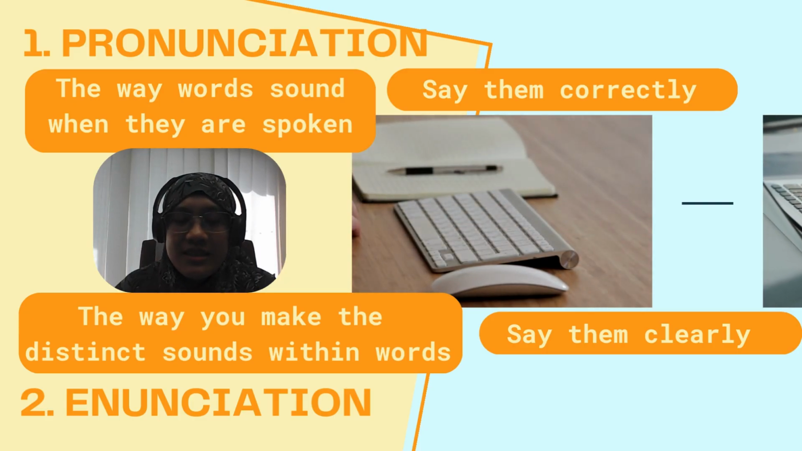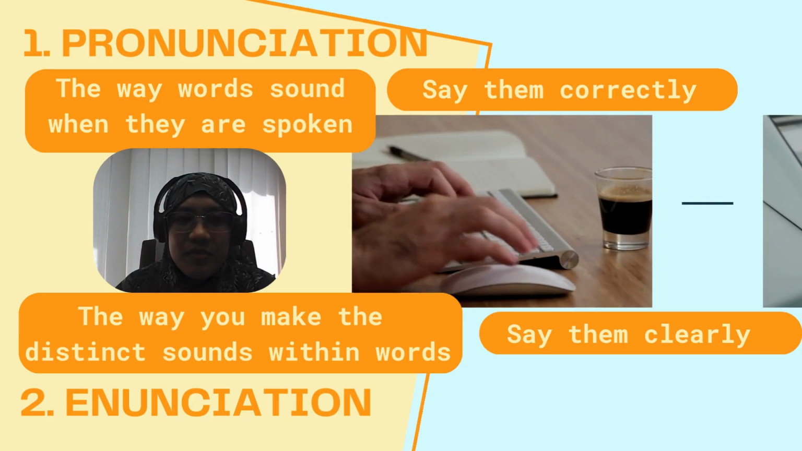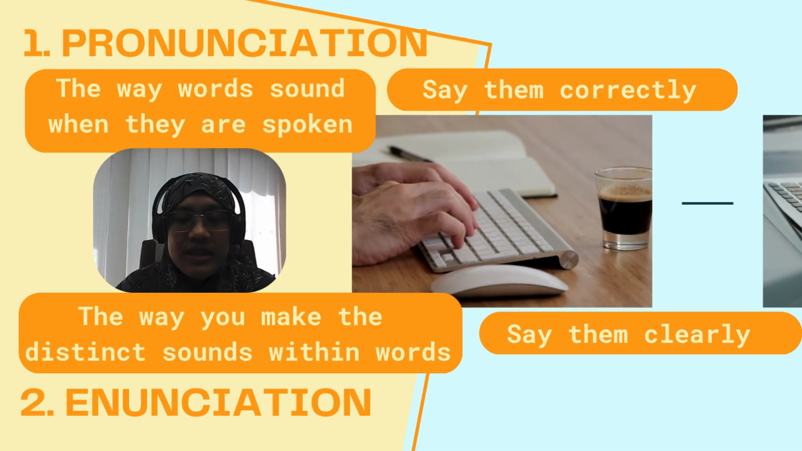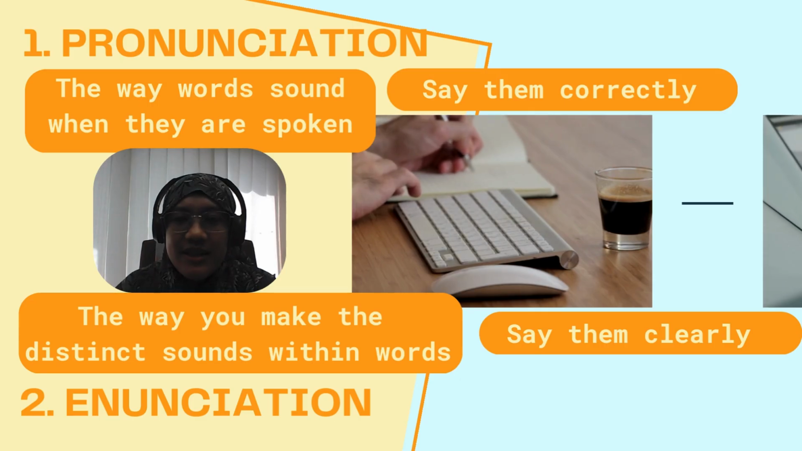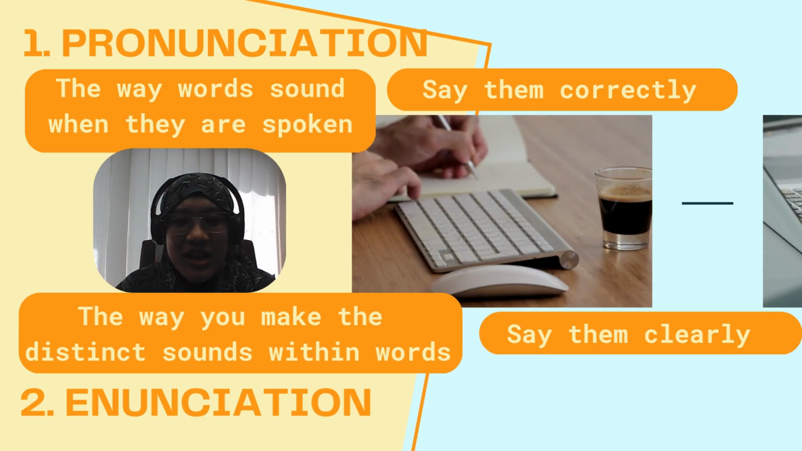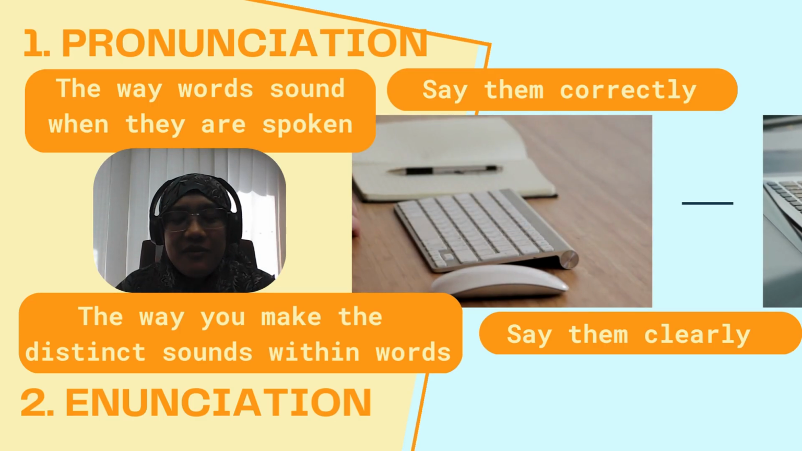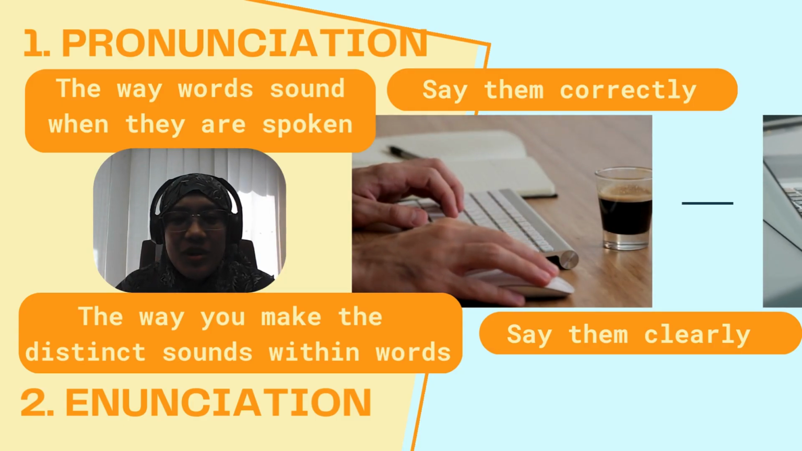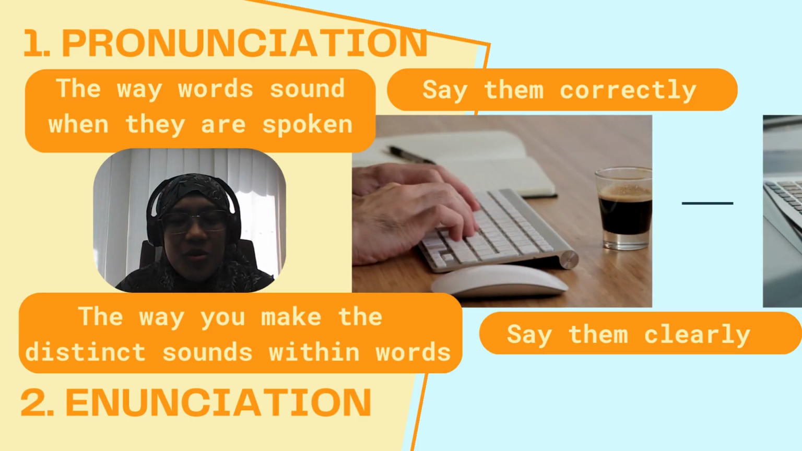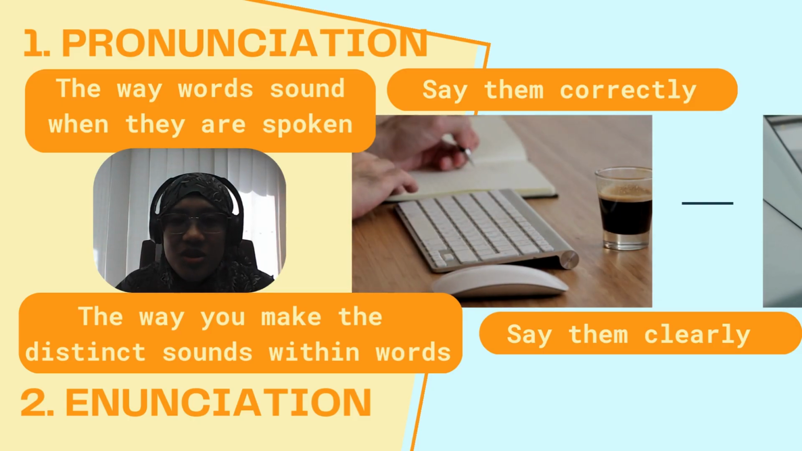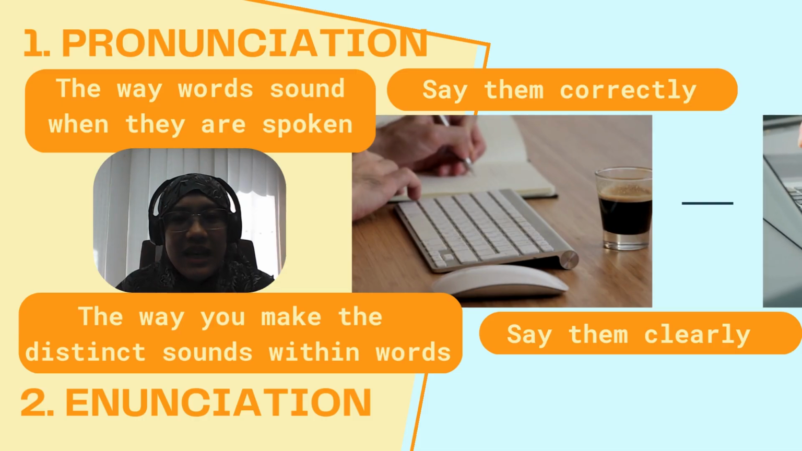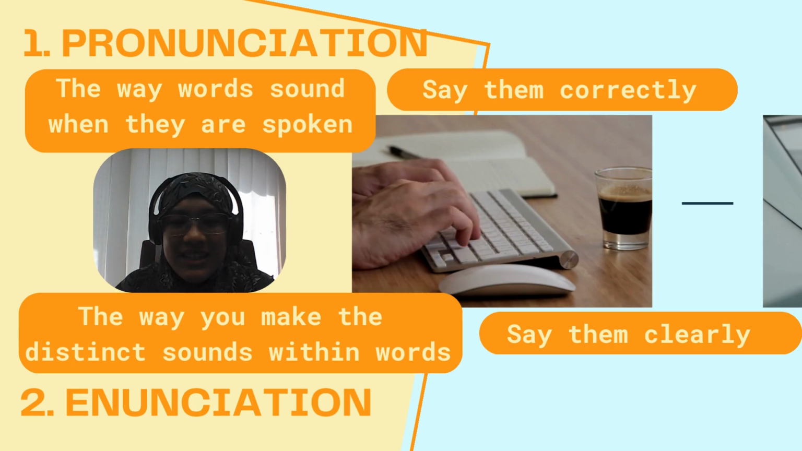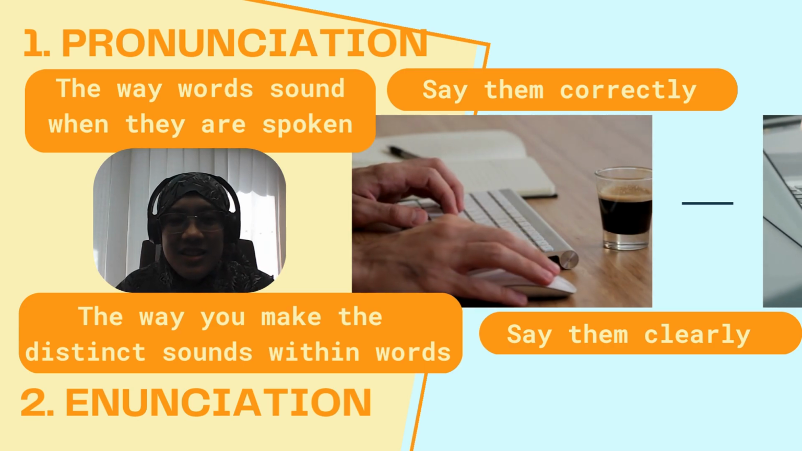Next, enunciation. This is the second verbal cue that we have to take note about. Enunciation is the way we make the distinct sounds within words. Now, when we want to have an effective presentation, we have to say our words clearly. For instance, when we have two terms that are almost similar, here we have the word pronunciation and enunciation. We have to make sure that we state them clearly. Pronunciation and enunciation.